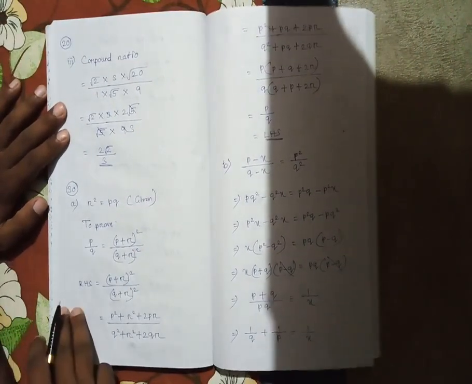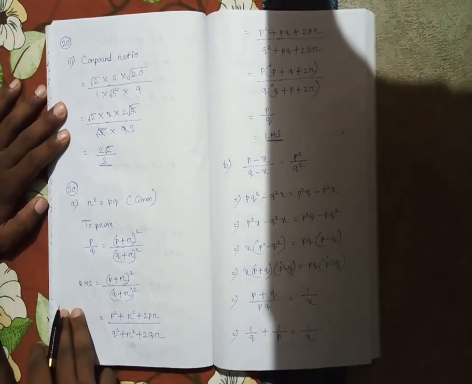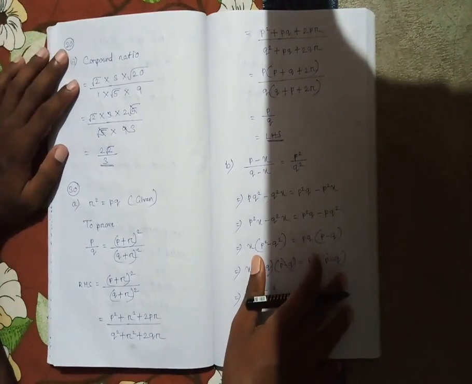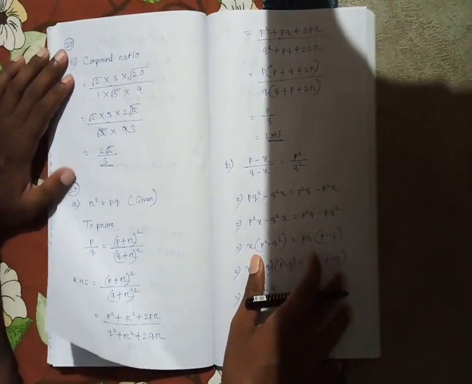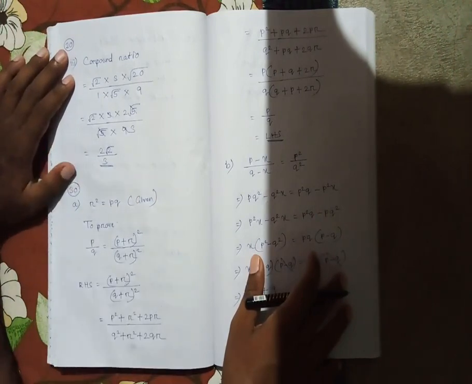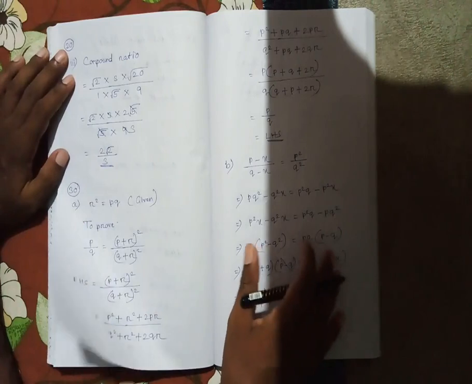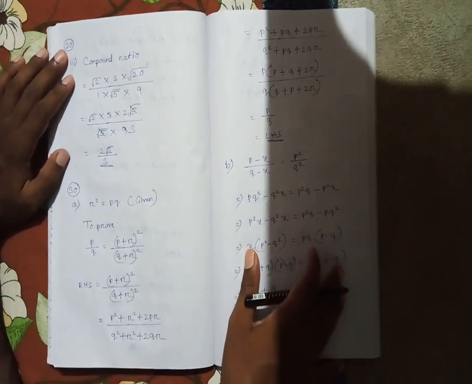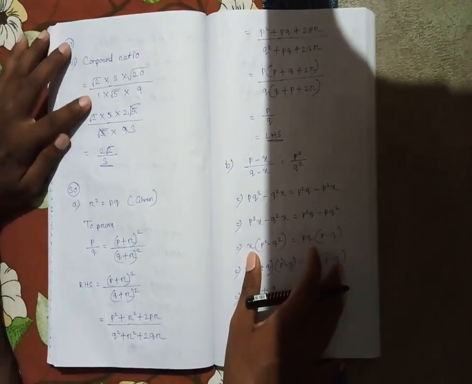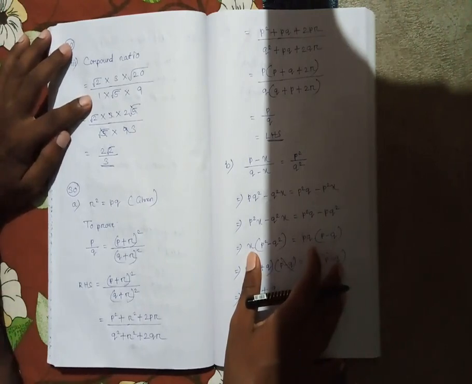Next is number 20. Find the compound ratio of the third bit. You have to find the compound ratio of √2:1, 3:5, √5, and √20:9. The formula is the product of the antecedents by the product of the consequents. So what are the antecedents? √2, 3 and √20. What are the consequents? 1, root 5 and 9.